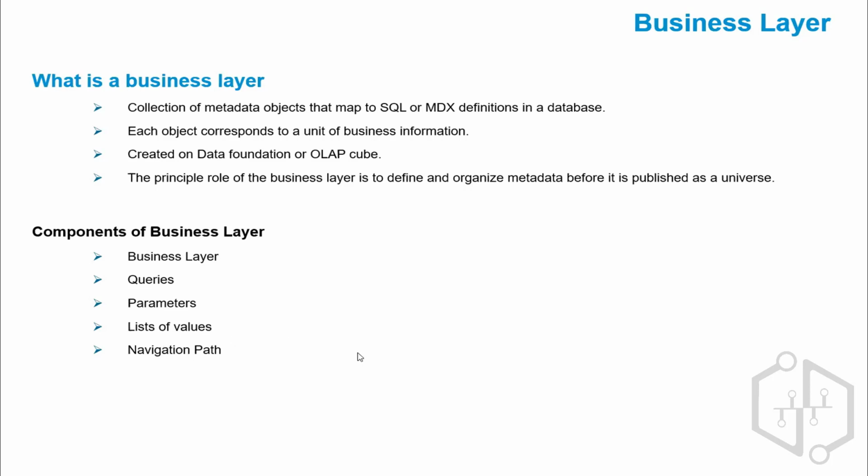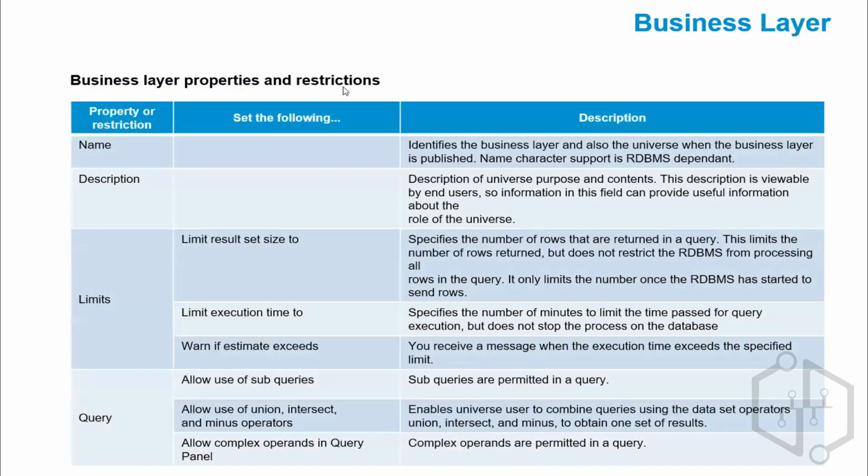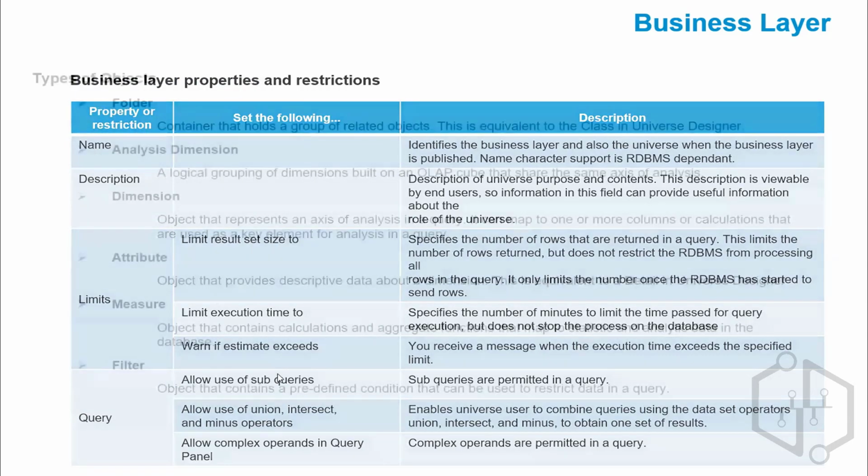List of values and parameters we already discussed. So these are the business layer properties and descriptions, like how we can limit the execution time and what the result set size is. These things we can set here at the properties level.